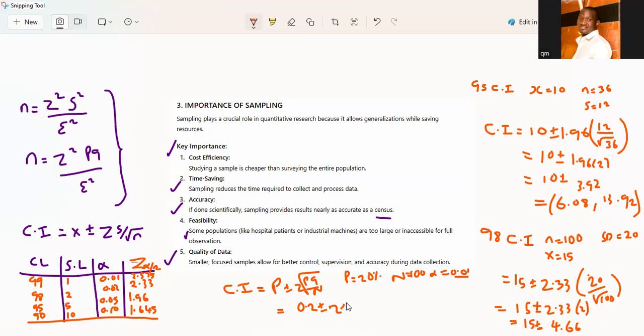Then PQ, our P in this case is what? 20%, 0.2. Our Q is 80%, 0.8. And our N is what? 100.